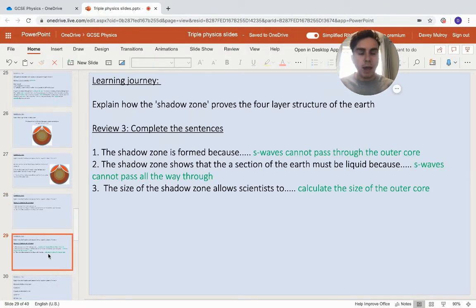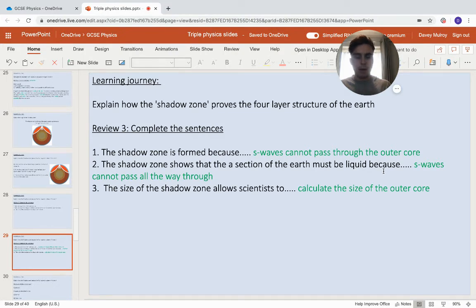For review number 3, our answers then. The shadow zone is formed because S waves cannot pass through the outer core. Question 2, the shadow zone shows that a section of the Earth must be a liquid because S waves cannot pass all the way through. Number 3, the size of the shadow zone allows scientists to calculate the size of the outer core.